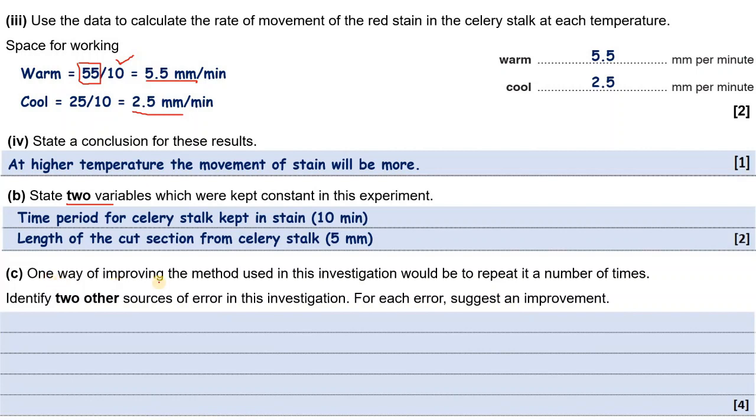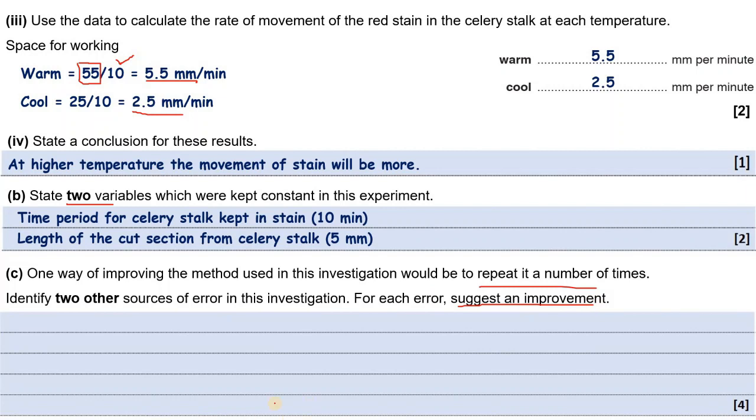Next question. One way of improving the method used in this investigation would be to repeat it a number of times. Identify two other sources of error in this investigation, and for each error suggest an improvement. Now guys, when we are writing the answer for this type of question, we need to be very careful that when we are selecting a particular error in the investigation, we write the improvement related to that particular error only. We should not write a different error and improvement suggestion.